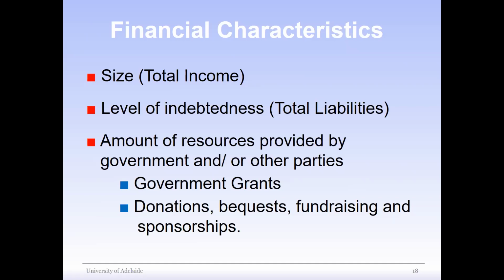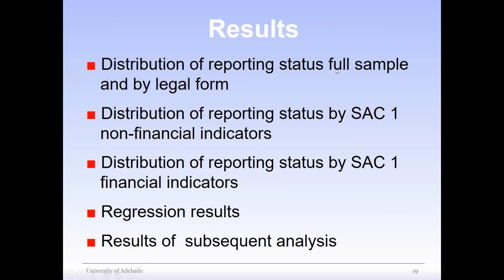Then the SAC1 also says another indicator for not-for-profits is the amount of resources provided by government and or other parties. So we looked at the proportion of income from government grants, and then the proportion of income from donations, bequests, fundraising, and sponsorships. So that's other parties in the community. So these were the indicators in SAC1 paragraph 22. Okay, so that's how we operationalized the research question. Now, I'd like to have a look at some of the results.